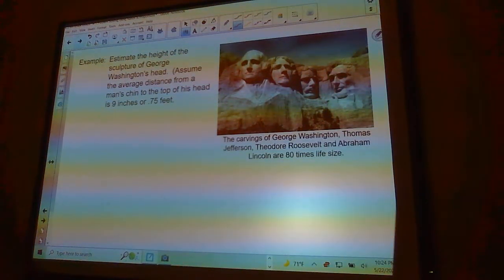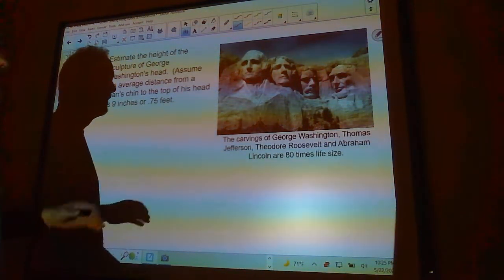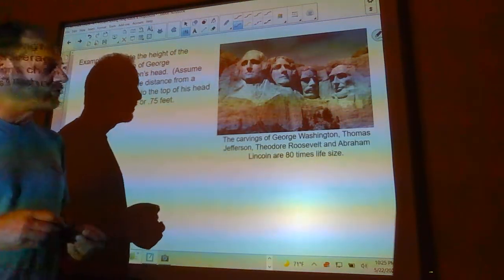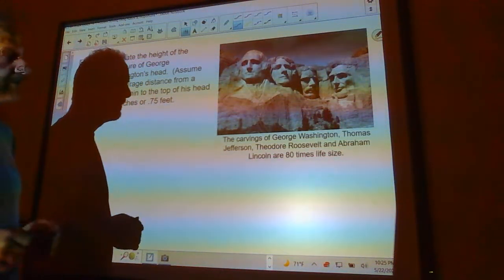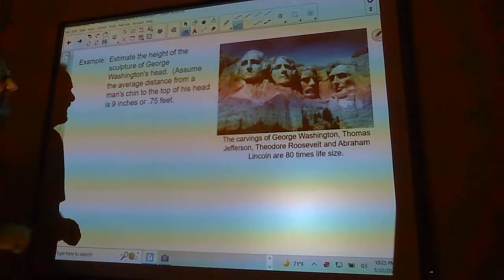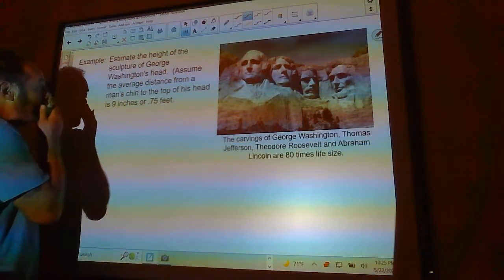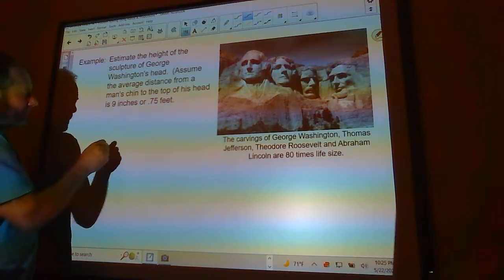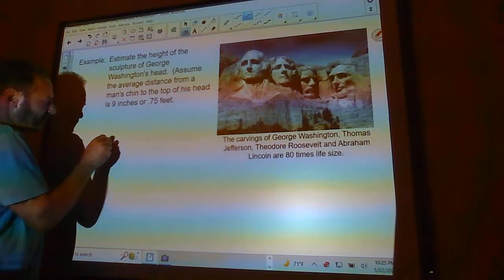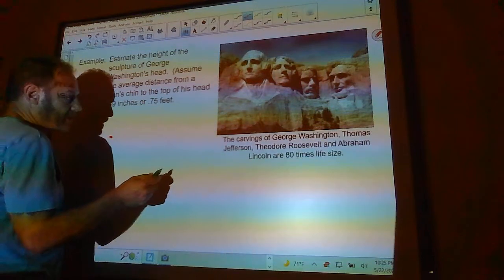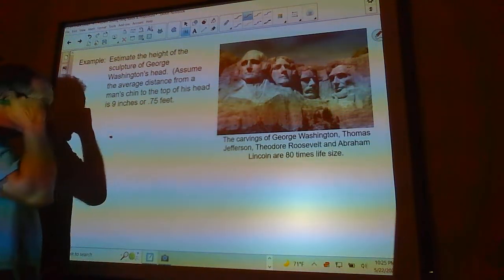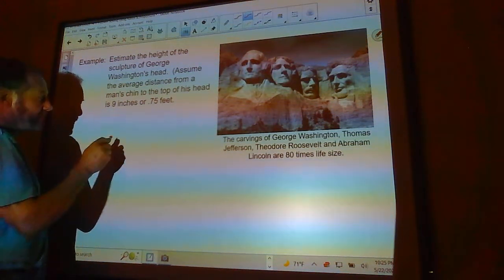Okay, estimate the height of the sculpture of George Washington's head. Assume the average distance from a man's chin to the top of his head is 9 inches or 0.75 feet. And they tell you that the carvings of George Washington, Thomas Jefferson, Theodore Roosevelt, and Abraham Lincoln are 80 times life size. Okay, so that tells me that, let's use feet, that'll be easier because I don't want to measure it in inches. That's a lot of inches.